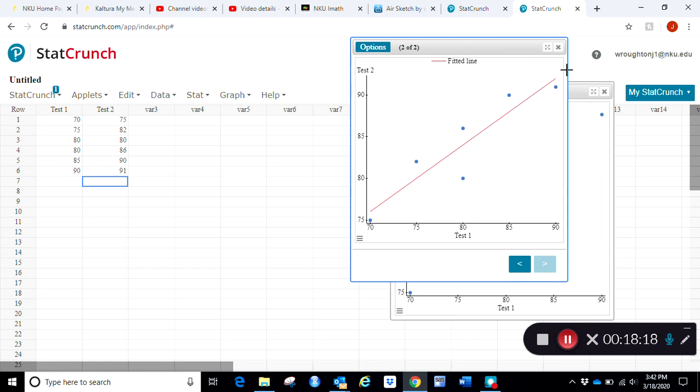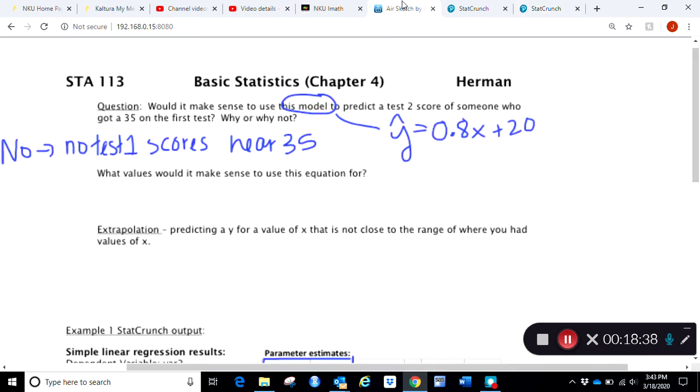I probably would be okay with extending it a little bit, but trying to extend it too far would probably make me feel uncomfortable. So maybe, since we're kind of going by 5s, I'd be willing to go down to 65 and feel okay, and maybe up to about 95 and feel okay. But again, how far you are willing to go is somewhat subjective. I would feel pretty good about doing it for test 1 scores between a 65 and a 95.